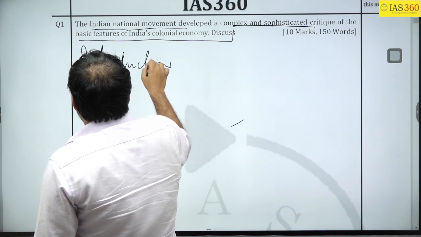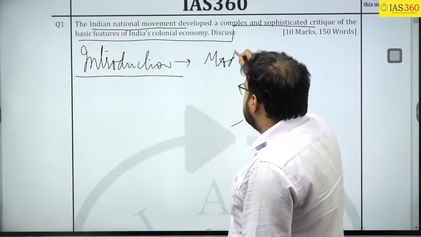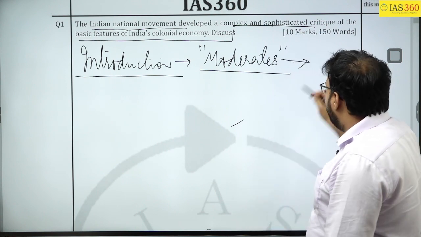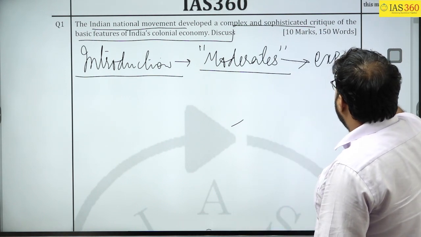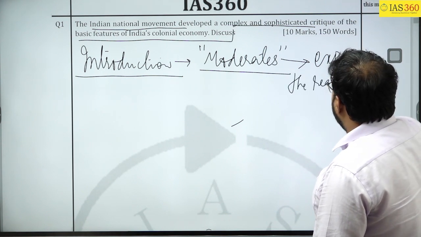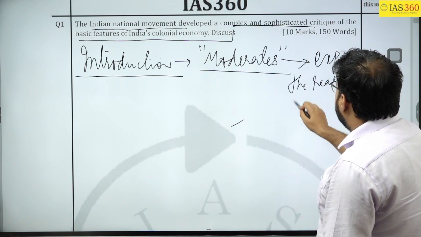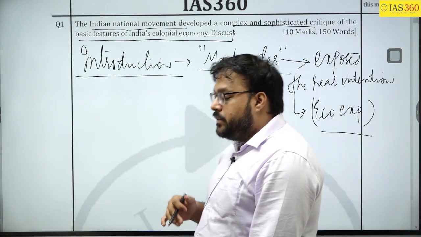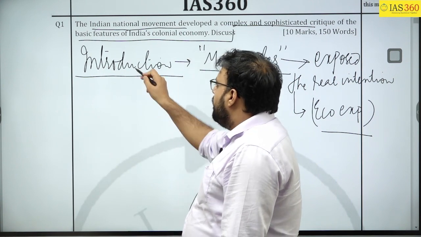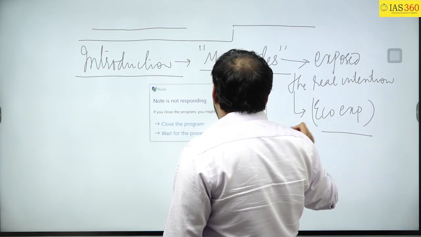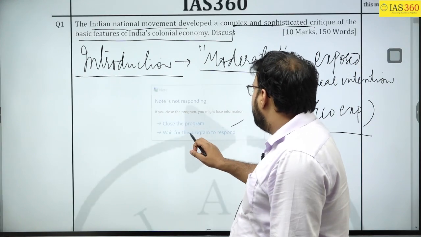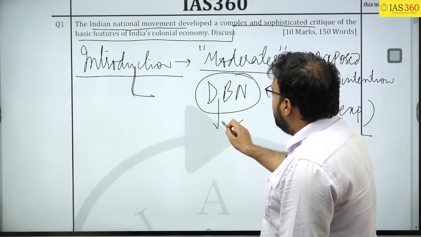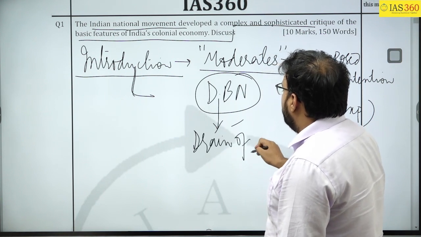in introduction you can talk about the moderates' criticism, or you can say that moderates have tried to expose the real intention of the British. And what was the real intention? You can mention in your introduction, that is the economic exploitation of the colonies. Then you can write in the introduction itself that this exposure of economic exploitation was started by Dadabhai Naoroji, in his drain of wealth theory.